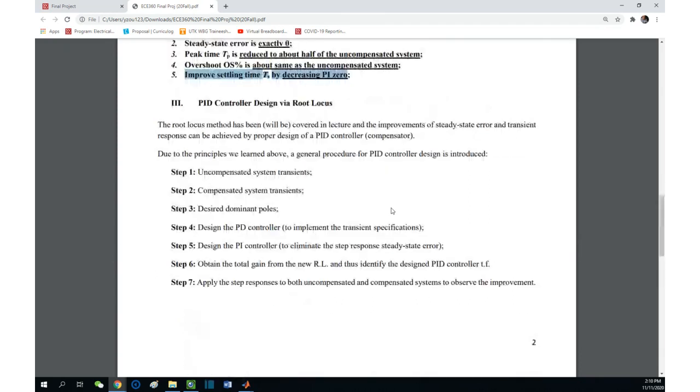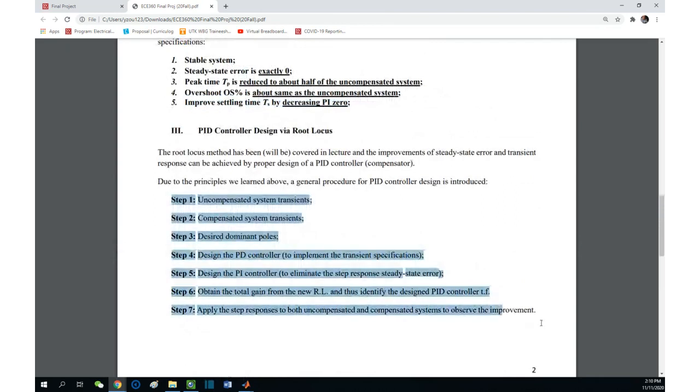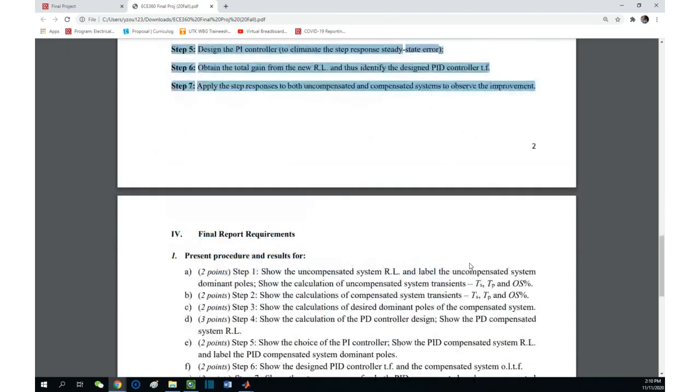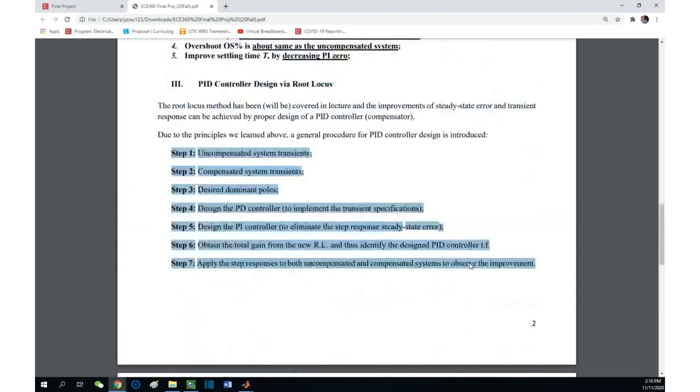Okay. Roughly repeating the procedure we will learn on Wednesday. It shouldn't be very difficult after example two, actually. After example two, you basically know how to design a PD. Back in example one, you know how to do the design of PI. So example three is combining the two together.